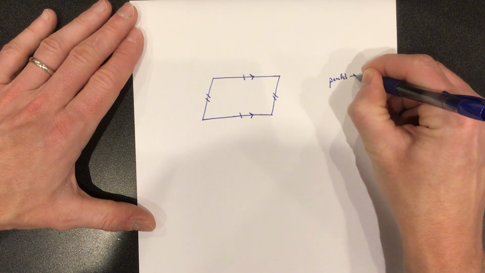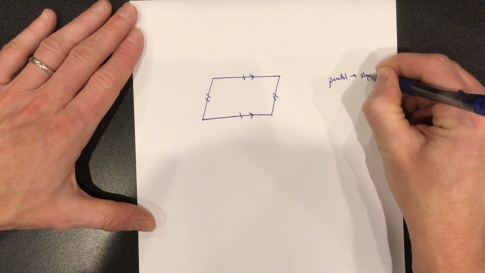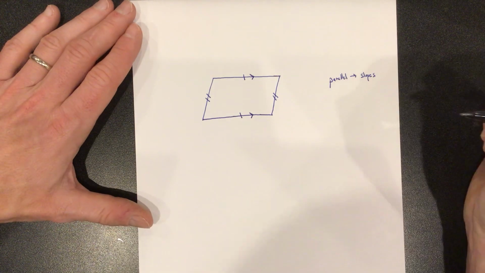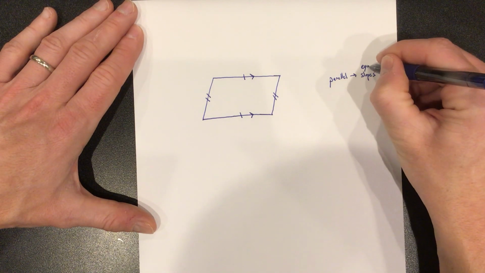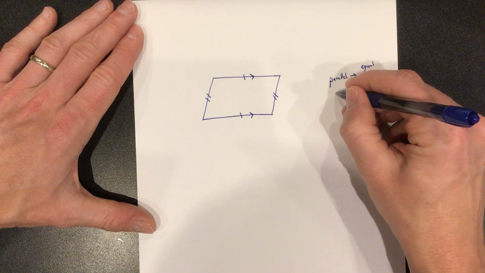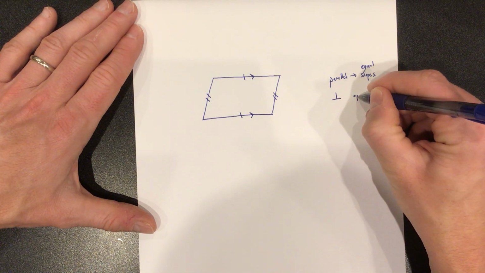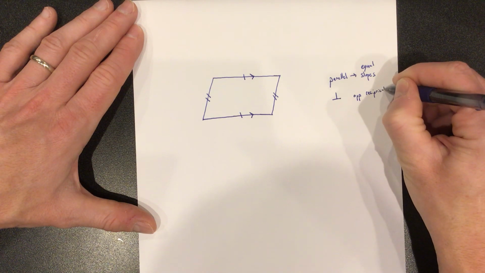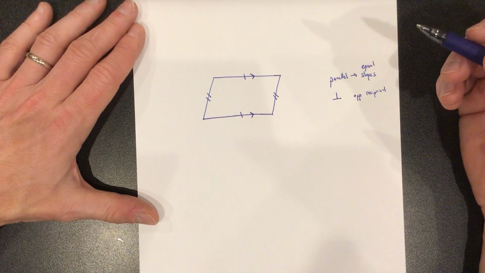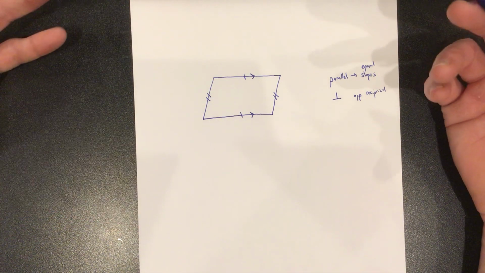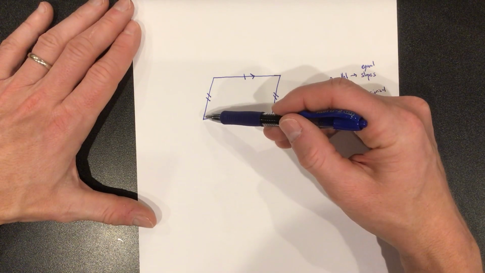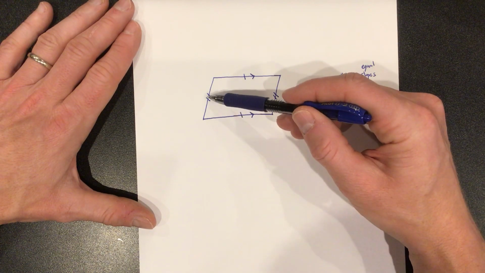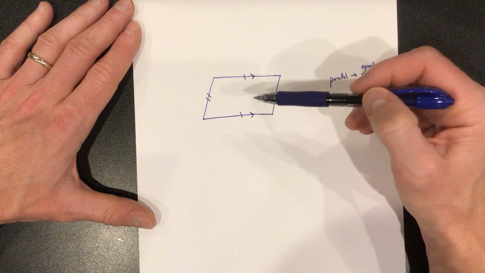So parallel means the slopes are the same. We'll say equal slopes. If we wanted to show something perpendicular, well, then we need to look at opposite reciprocal. And we'll look at perpendicular later. Like if you wanted to prove something was maybe a rectangle or a square, you'd want to prove this is a right angle. Proving this is a right angle is showing that these are opposite reciprocal slopes.